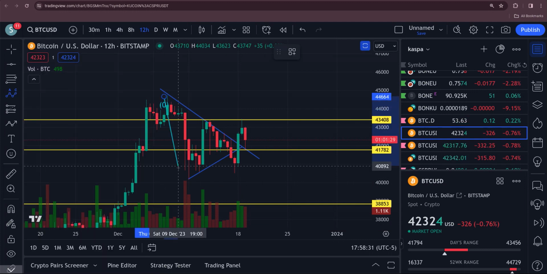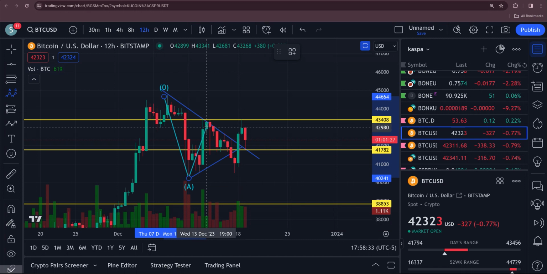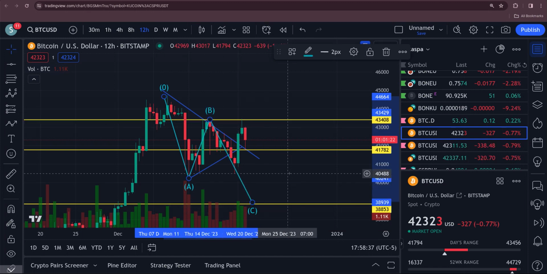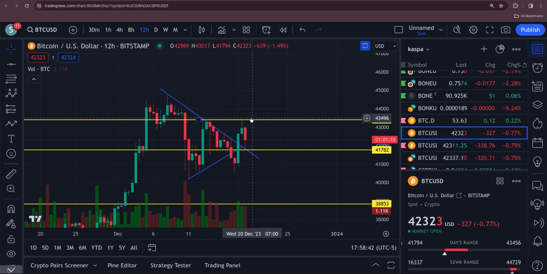That's not what I want to see. I'm showing you if it does this, it'll do that. If it does this, it'll do the other. Okay, that would be an ABC. All right, down like that. Simple as that. We break this 43.5 and it's onward and upward.